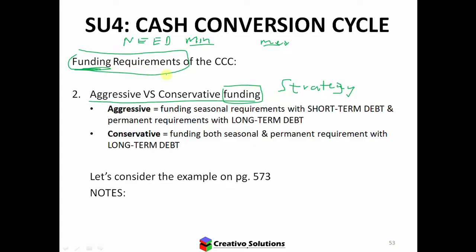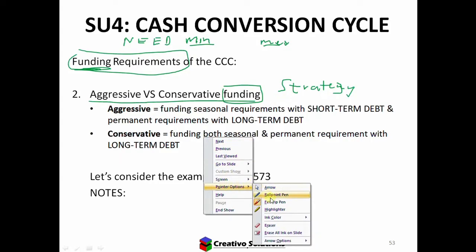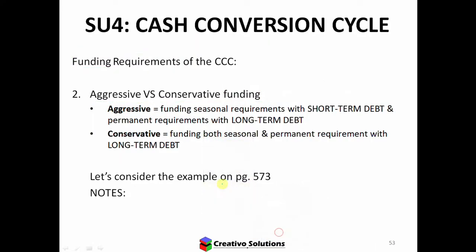Students sometimes make a mistake here, thinking these two things are the same. They're different. Permanent and seasonal funding requirements tell you how much money you need. The aggressive or conservative funding strategies tell you how you should go about sourcing that capital. This section is very similar to what you've done in some of your other modules where you look at costs. When looking at these funding strategies, we're going to be looking at reducing or minimizing those costs as much as possible.